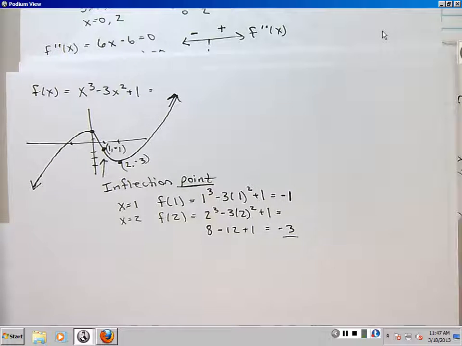Because the inflection point is just the change in concavity, essentially, right? Yes, it's the change in concavity, because I'm going from increasing my slope to decreasing my slope, but my slope is always positive.